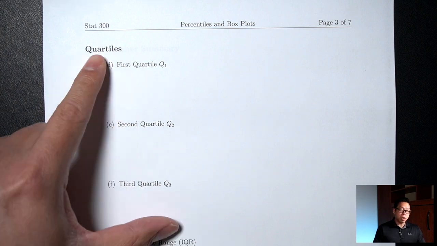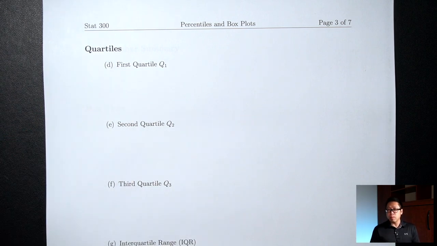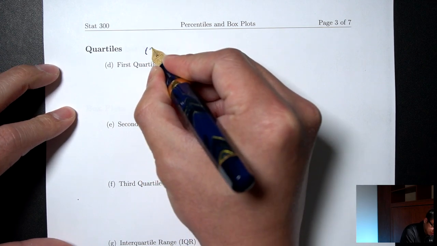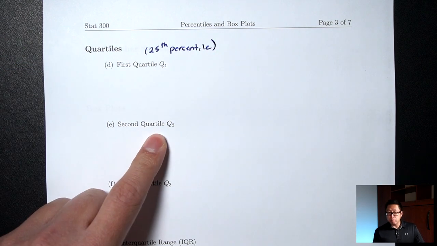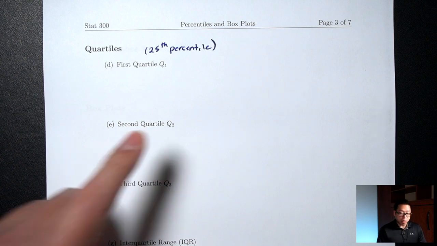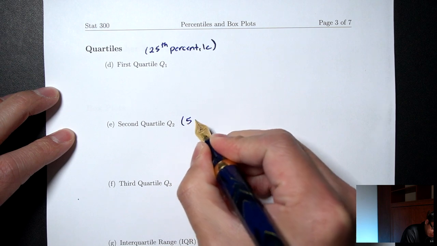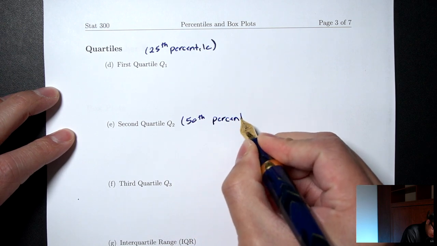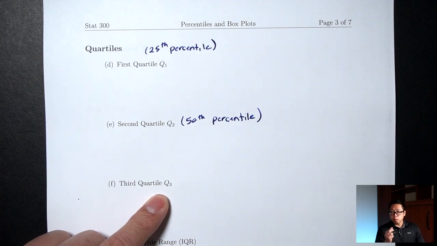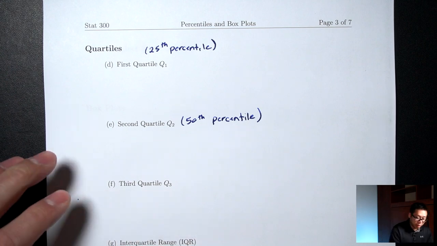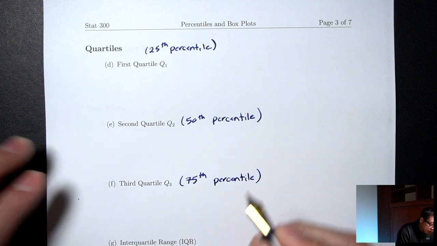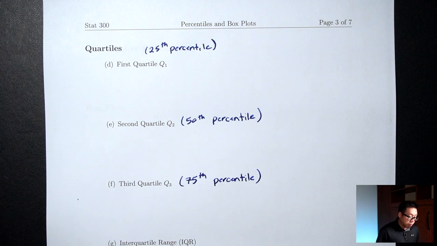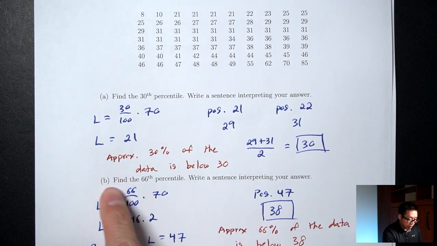There are special percentiles called quartiles, and the word quartiles just comes from the word quarter, and a quarter is 25 cents. The first quartile is just the 25th percentile. Second quartile, two quarters is 50 cents. The second quartile is the 50th percentile. Third quartile, three quarters is 75 cents. So the third quartile is the 75th percentile. And the way you calculate these is exactly the same as what we did in parts A and B, where we found the 30th percentile and the 66th percentile.